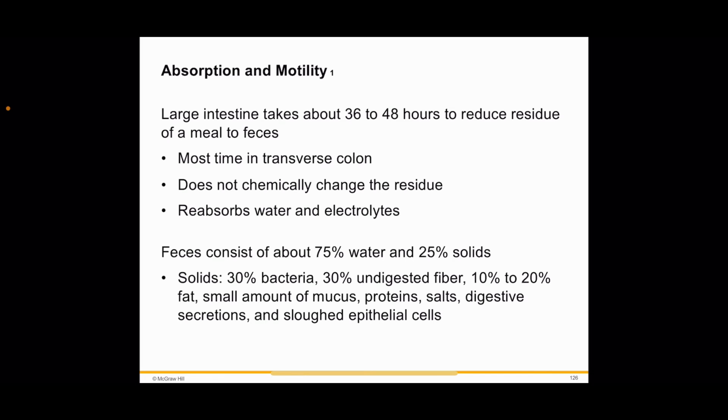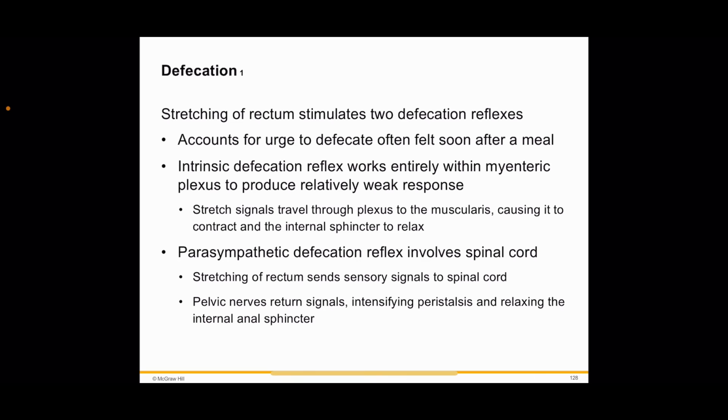So of the solids of the feces, about 30% is bacteria. In a healthy individual, about 30% or more, hopefully more, is undigested fiber. And the rest is different things that we can't or didn't absorb, including mucus, proteins, salts, all kinds of stuff. Your own epithelial cells. Something to think about.